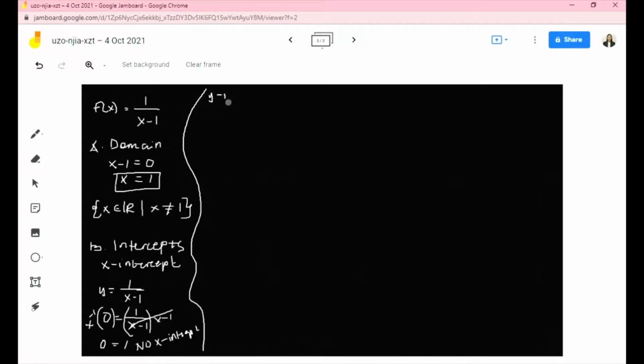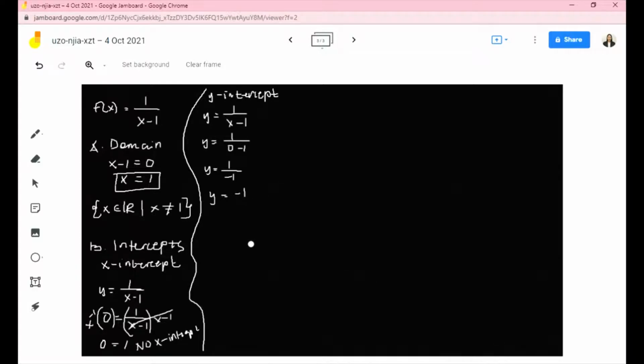Let me write it here, y-intercept. Write down the function y is equal to 1 over x minus 1. Now let's get a value of our x. We suppose that is 0. So y is equal to 1 over 0 minus 1. This gives us y is equal to 1 over negative 1, or simply y is equal to negative 1.